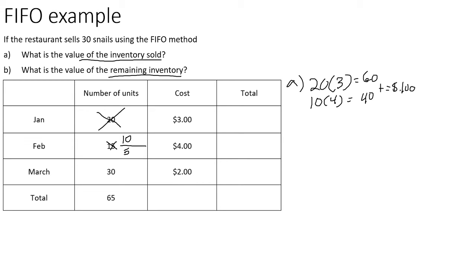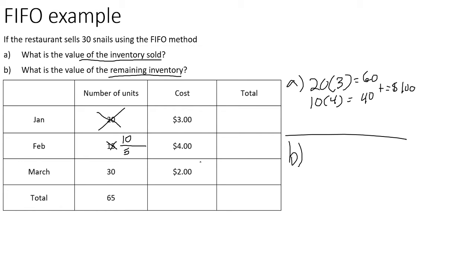So that's how much that inventory cost you. My bad, you sold inventory that cost you $100 to get. So hopefully you sold it for more than $100 in total. That's the value of the inventory that you sold. You sold these first 20 snails, and then 10 of these 15 snails, for a total of 30 snails sold. Now part B says, what's the value of what remains?